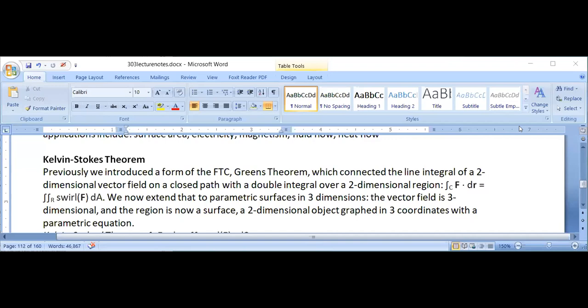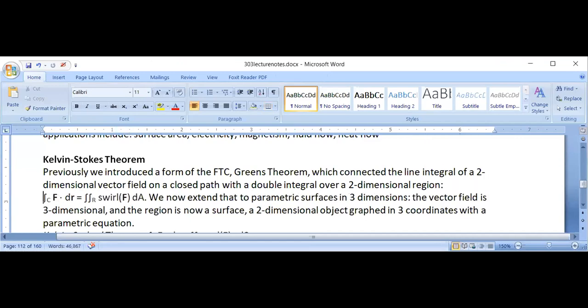And Green's theorem gave us an equation between a line integral of a two-dimensional vector field on a closed path with a double integral over a two-dimensional region. So that looked like this. The line integral over C of F dot dr is a double integral over the region of the swirl of F dA, where of course the curve C is the boundary of the region R.